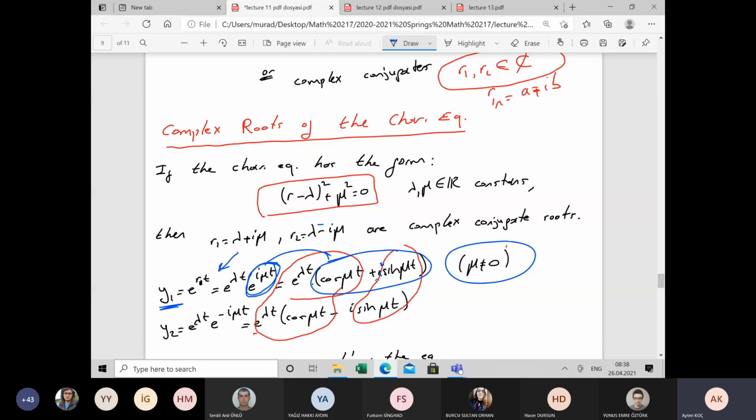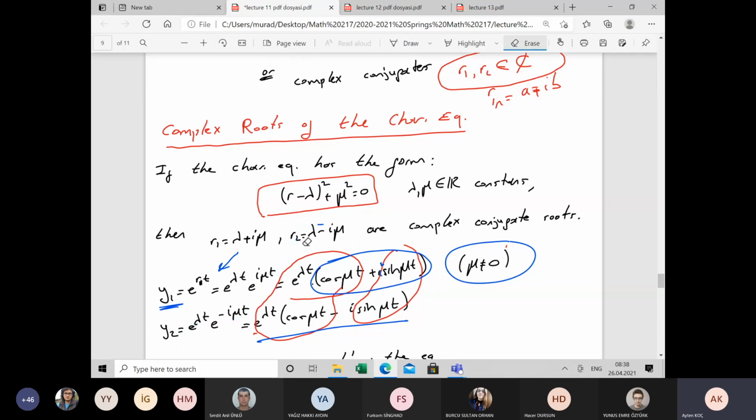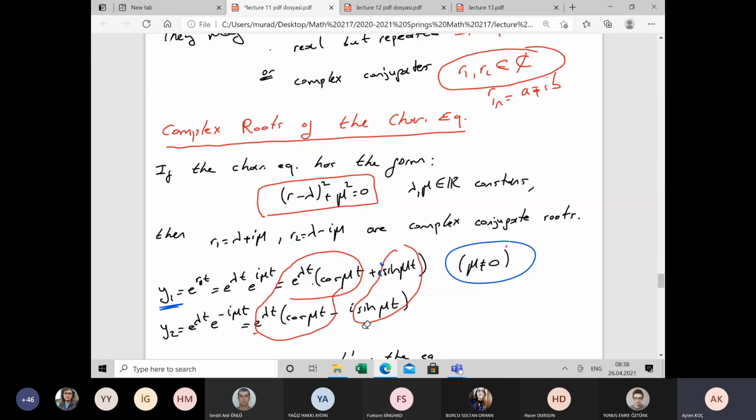The second root of the characteristic equation, r sub 2, gives the second fundamental solution. Substituting r sub 2 here, we obtain this one. So we have y sub 1 and y sub 2 here.